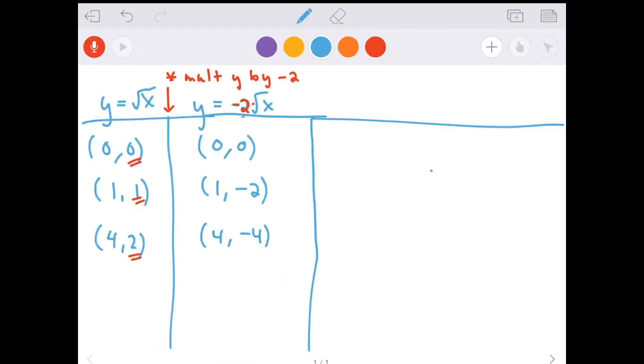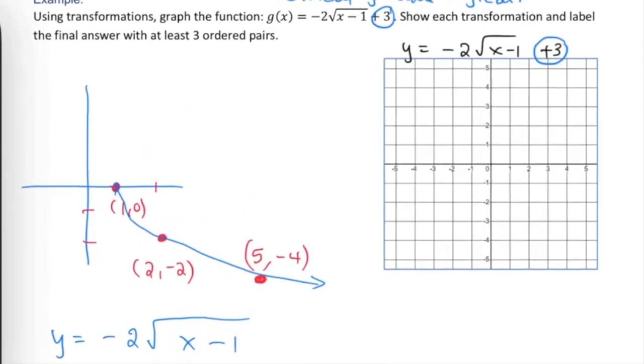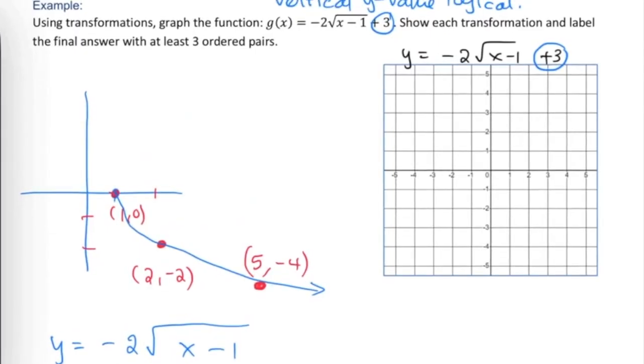Before we do that, actually, let's catch up on our table over here. We just did the shift to the right, and in doing that we had to add 1 to the x values of the ordered pairs. Adding 1 to the x value of this ordered pair takes me to 1, 0. Adding 1 to the x value of this ordered pair takes me to 2, negative 2. And adding 1 to the x value of this ordered pair takes me to 5, negative 4. And we can see that those are the same points of interest that we had when we were looking at it from the graph perspective.